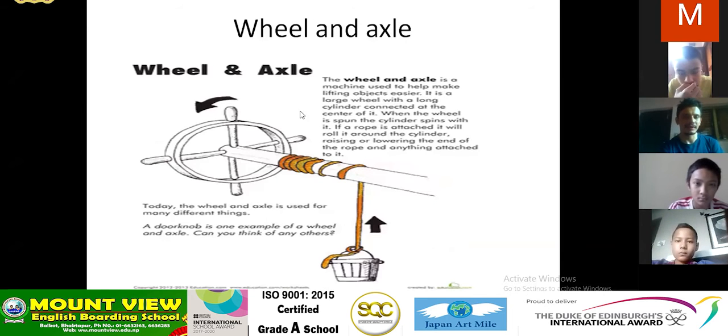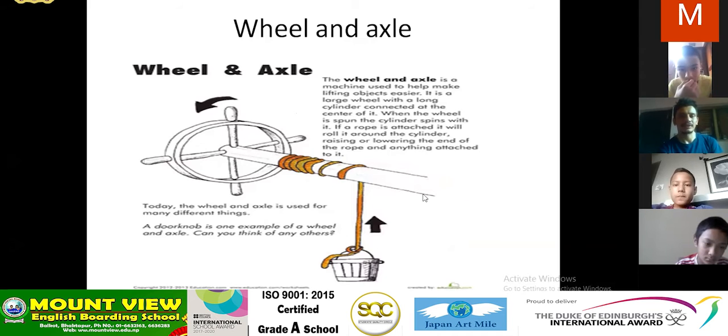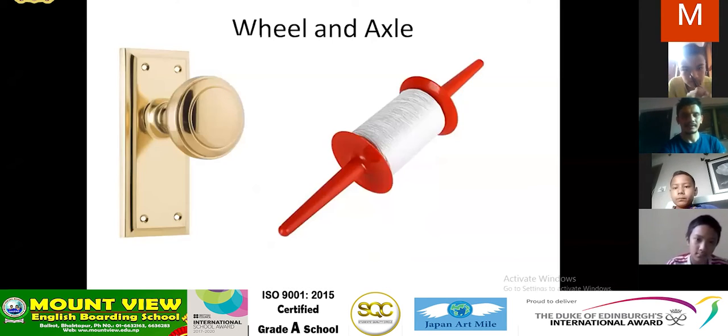If you look at this one, this is the wheel and this is called the axle. This round big one is called the wheel and this is called the axle. When the wheel is rotated, by the help of this rope, this bucket comes upward. Keep it in your mind that when the wheel rotates, the axle also rotates. When the wheel moves, the axle also moves. On the wheel we apply force or effort, and on the axle we put the load.